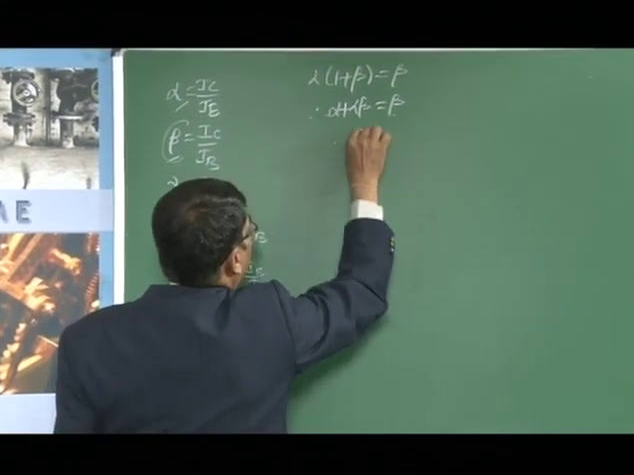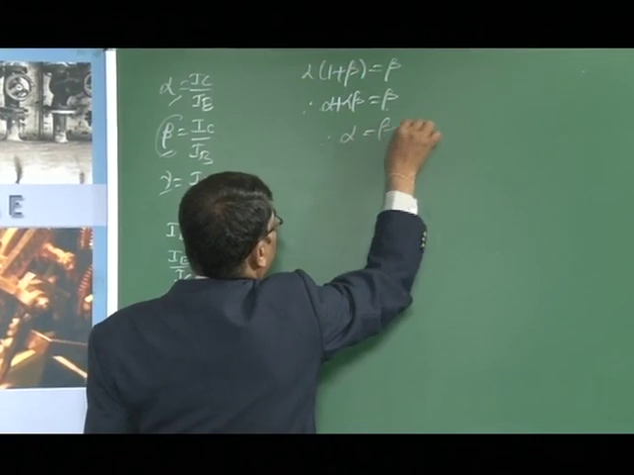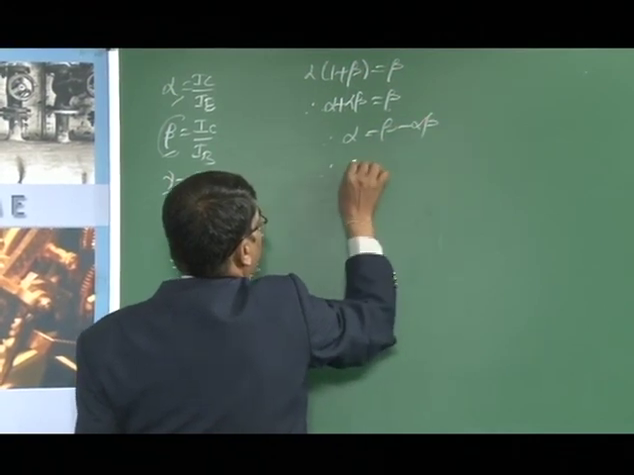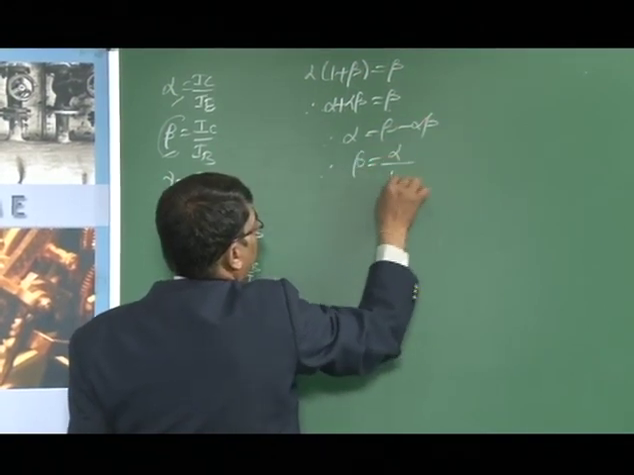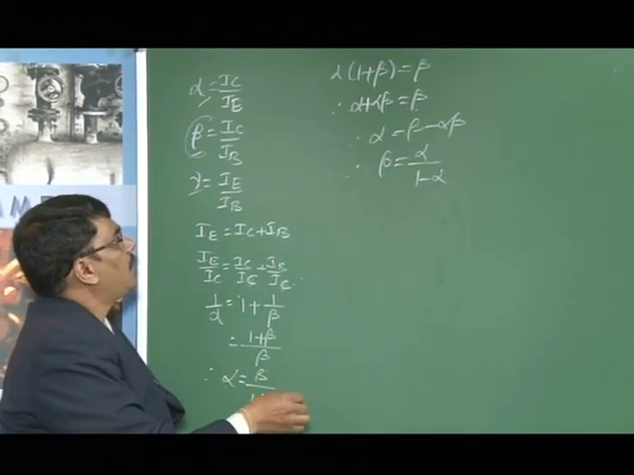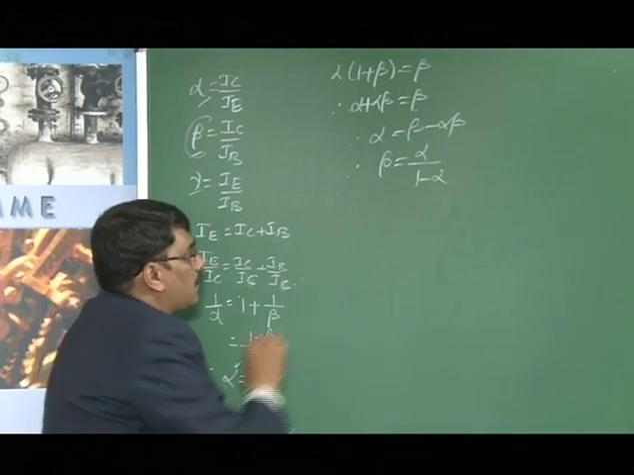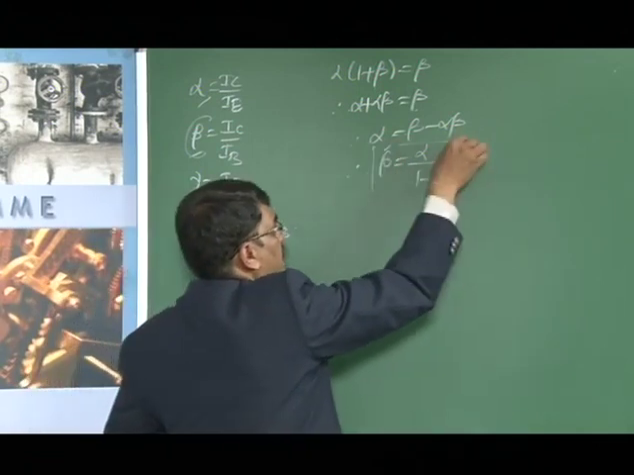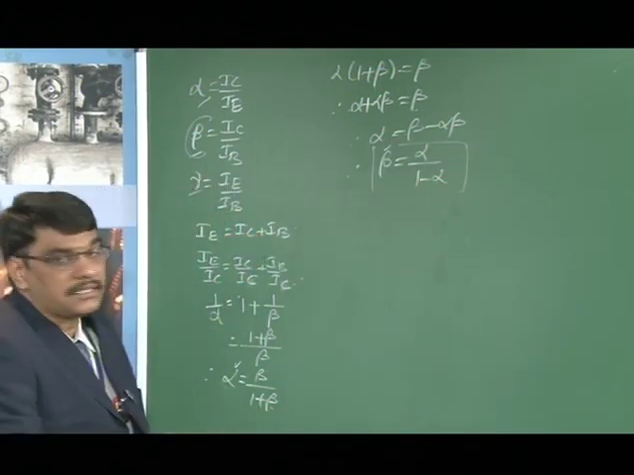Then alpha is equal to beta minus alpha beta. Hence, beta is equal to alpha divided by 1 minus alpha. Means, if I know either alpha or beta or gamma, we are able to determine the other parameters. These relations are used in the transistor modeling.